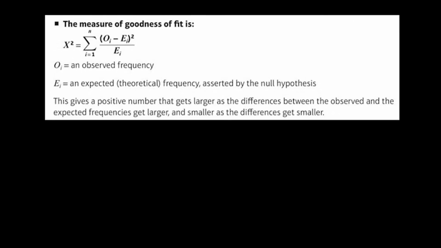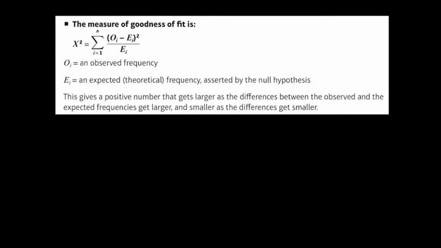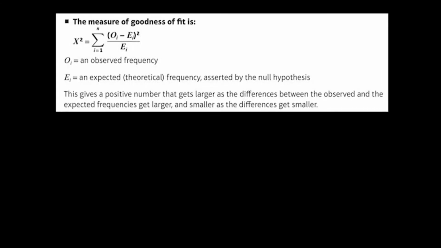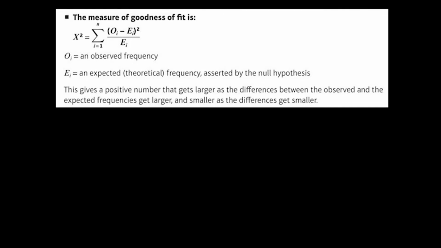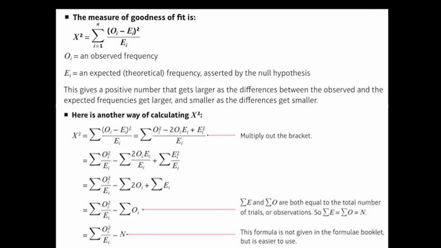It's the difference between the observed and the expected, squared, all over the expected. And there's also an alternate version of this formula which some people do find easier to work with. I'm a fan of the original, but whichever one works for you, go ahead and use. They would both generate exactly the same answer, and you can see here a proof that takes you from the original through to this alternate version.